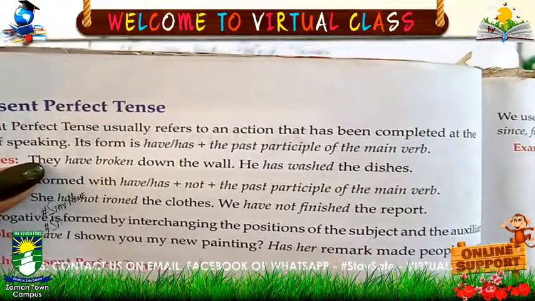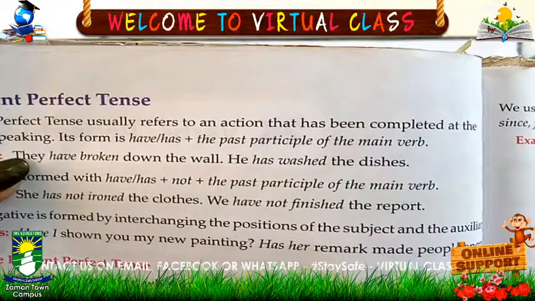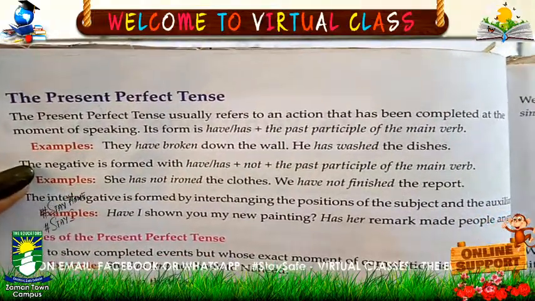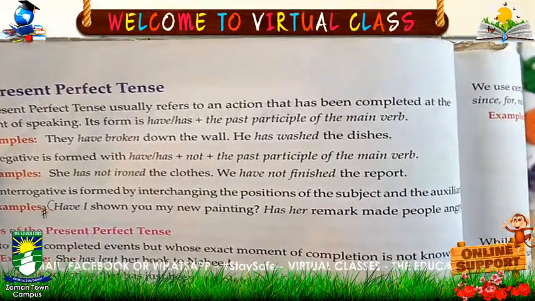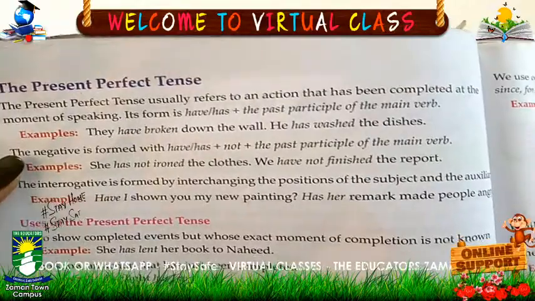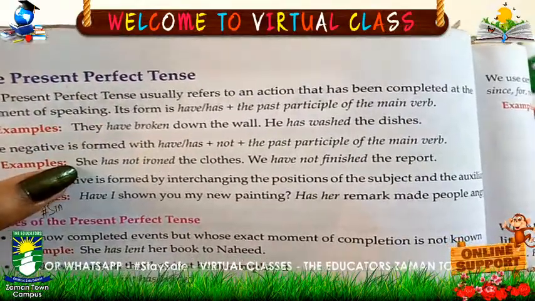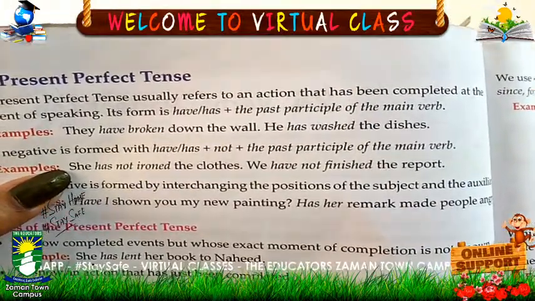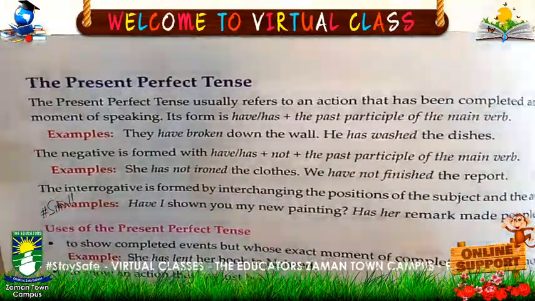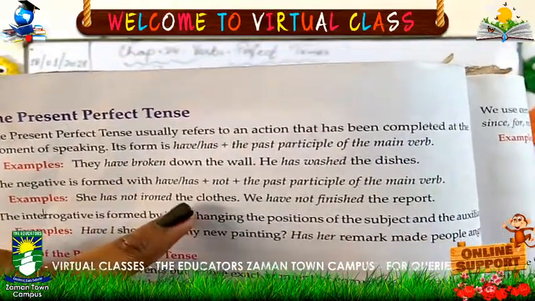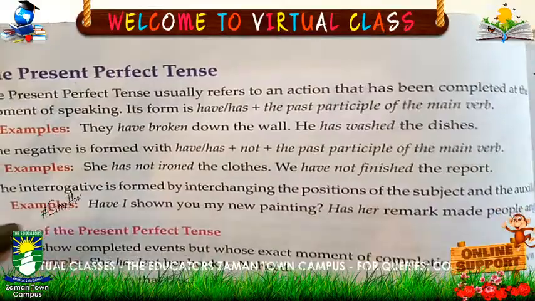Then, examples: They have broken down the wall. He has washed the dishes. Positive one, then the negative. The negative is formed with have, has plus not plus the past participle of the main verb. She has not ironed the clothes. We have not finished the report. They are telling you people about the sentence structure here in the positive one, in the negative one. The same we were discussing on the board.